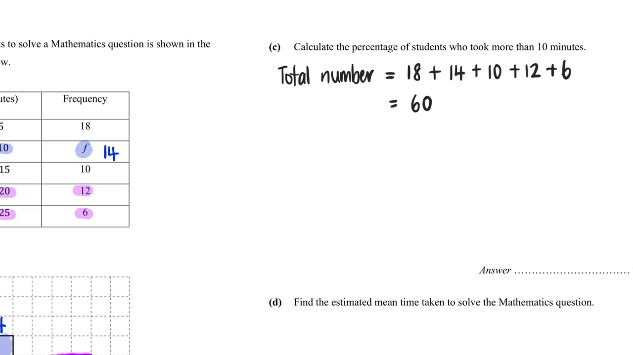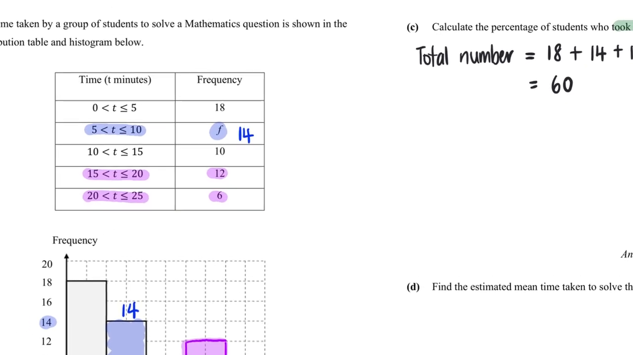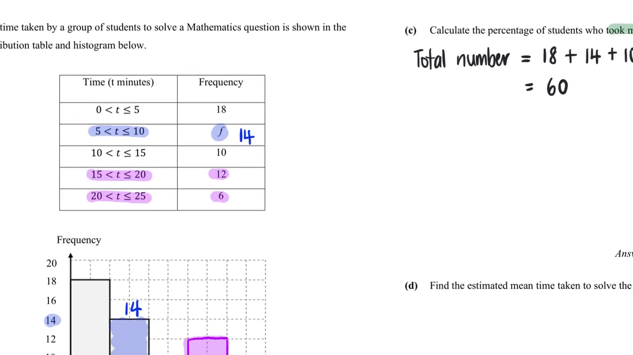And out of these 60, students who took more than 10 minutes. So let's take a look at this table. T is between 10 to 15, more than 10. This is also definitely more than 10. These 6 students also took more than 10. So you can see then that later on I will be adding 10, 12 and 6 because these are the students who took more than 10 minutes.